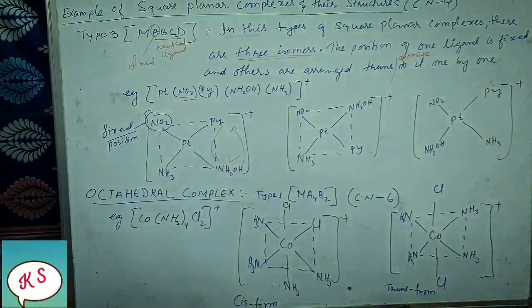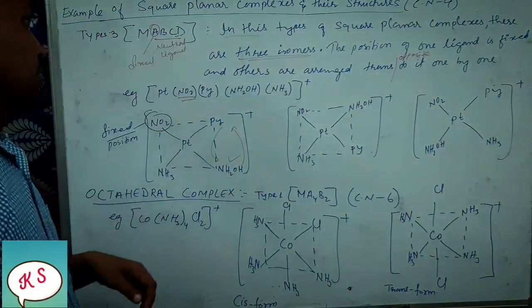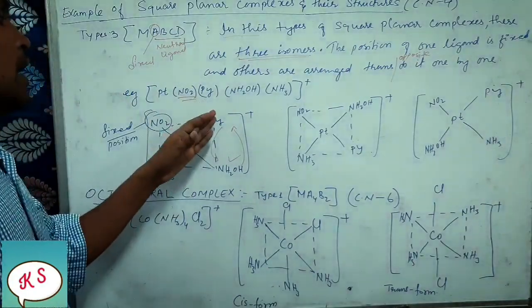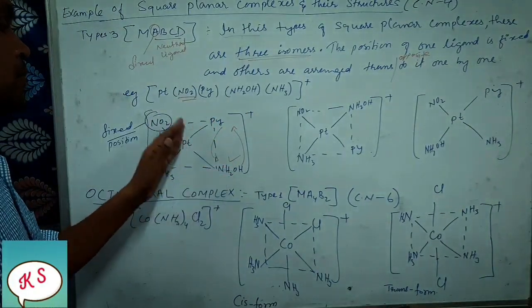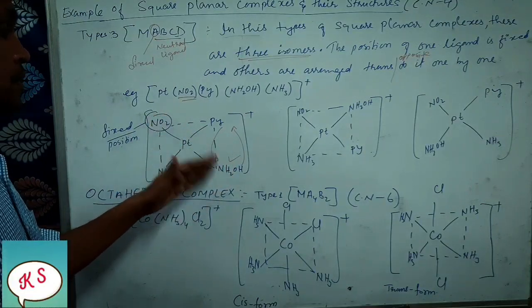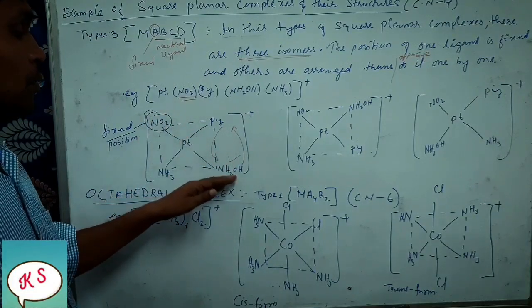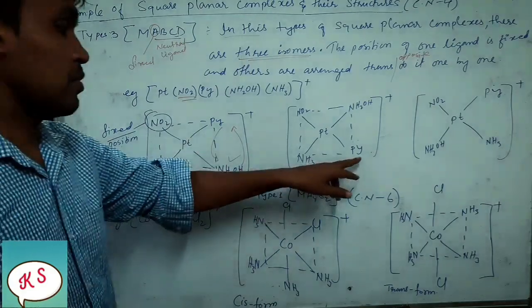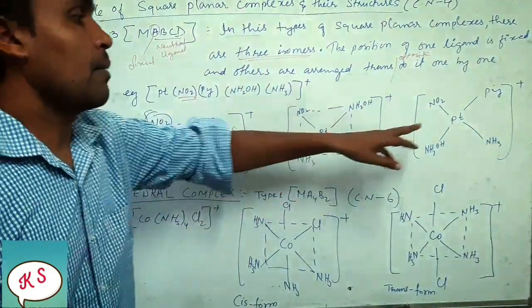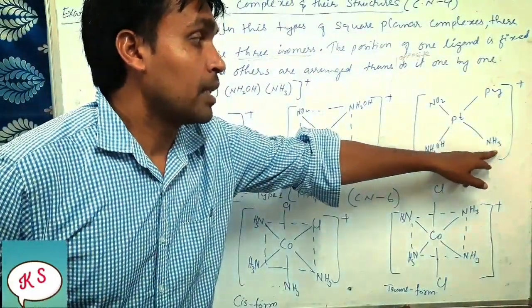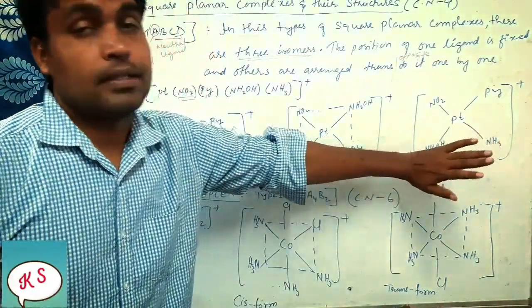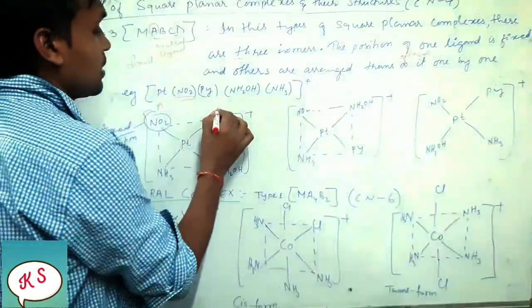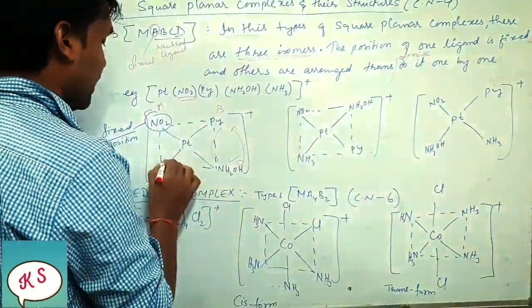Always remember, in this type of square planar complexes, the first one you try to fix, and the other 3 one by one you place opposite to the first one, that is A. First I have placed C opposite to A, then I have placed B opposite to A, then I have placed D opposite to NO2, that is A. Okay, got it or not? This is our A, this is our B, C and D.